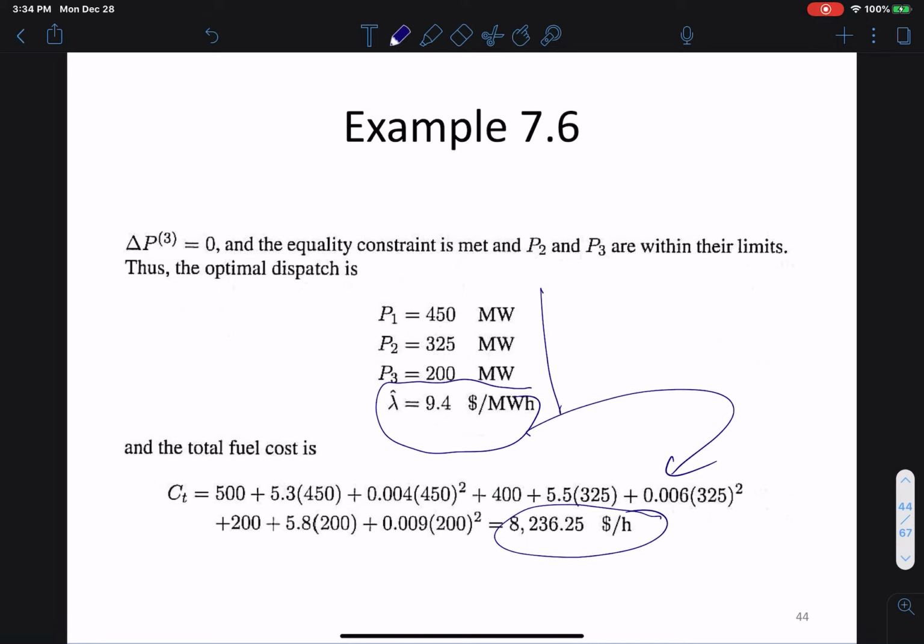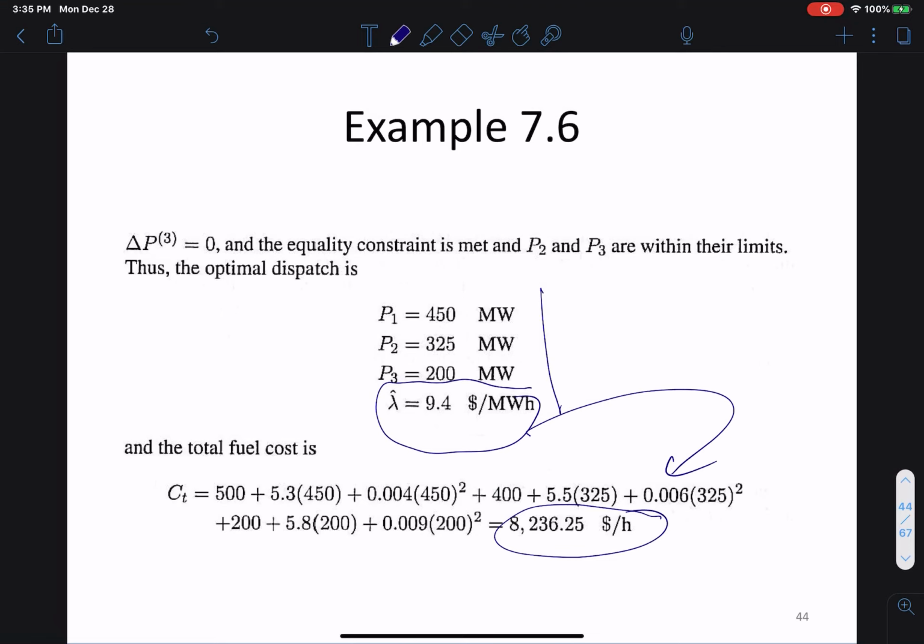So what is this thing here? When you have a limit on generation, if we hit the limit, be it the upper limit or lower limit, your power plant should produce constant output at that limit, and the other power plants should adjust their output to meet the demand. All right, so that's all for this part here.